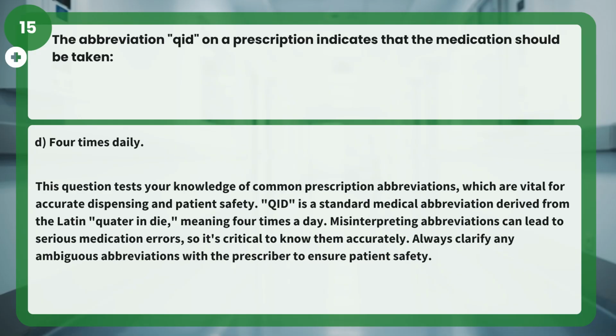Answer D. 4 times daily. This question tests your knowledge of common prescription abbreviations, which are vital for accurate dispensing and patient safety. QID is a standard medical abbreviation derived from the Latin quater in die, meaning 4 times a day. Misinterpreting abbreviations can lead to serious medication errors, so it's critical to know them accurately. Always clarify any ambiguous abbreviations with the prescriber to ensure patient safety.